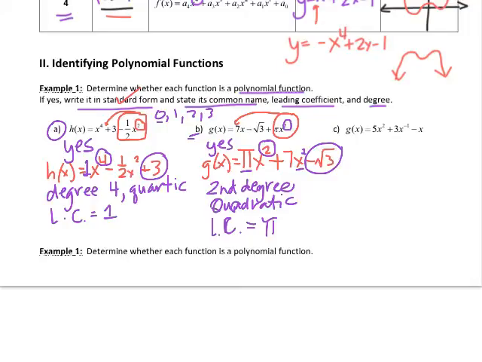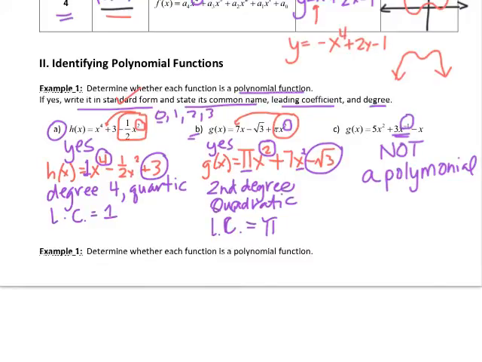Okay, so the last one here, it looks like we have a negative exponent, so therefore this is not a polynomial function. And because it's not a polynomial function, we do not have to do any more work. We just have to determine that it's not, and the reason it's not is because it doesn't have a whole number exponent.